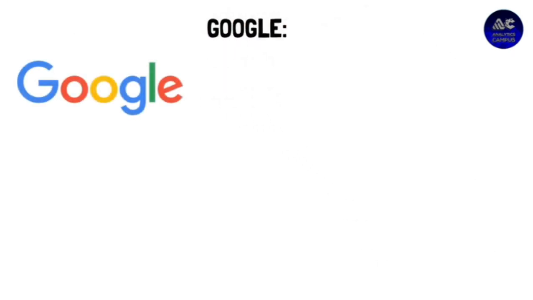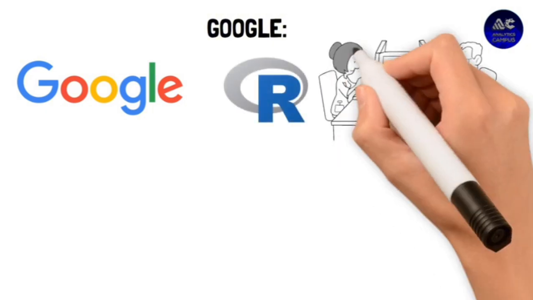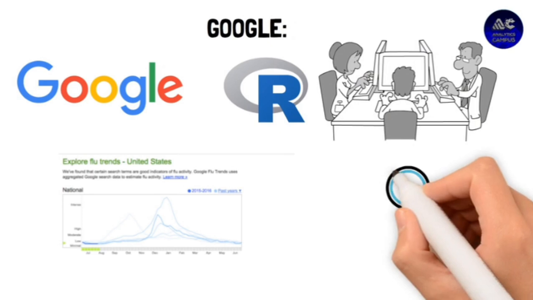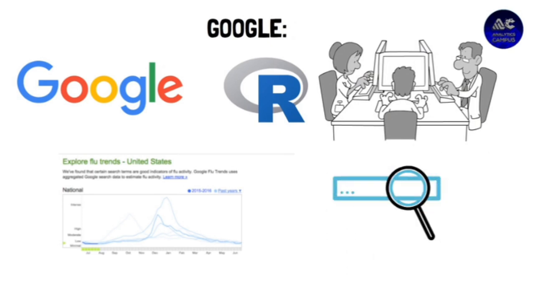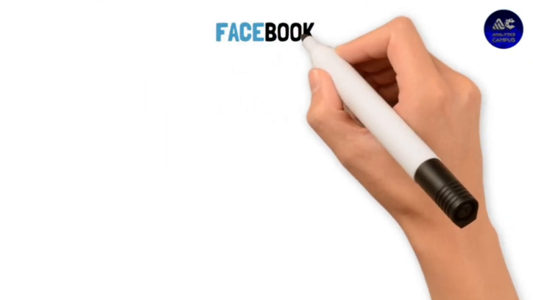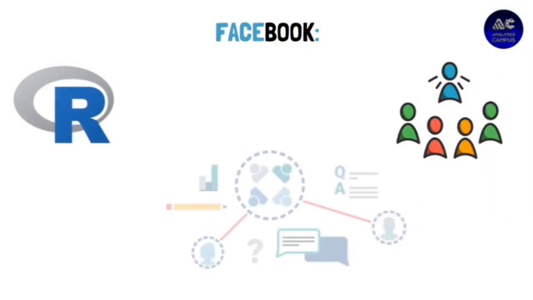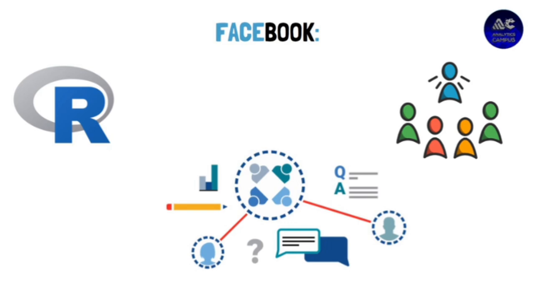Google. At Google, R is a popular choice for performing many analytical operations. The Google Flu Trends project makes use of R to analyze trends and patterns in searches associated with flu. Facebook makes heavy use of R for social network analytics. It uses R for gaining insights about the behavior of the users and establishes relationships between them.